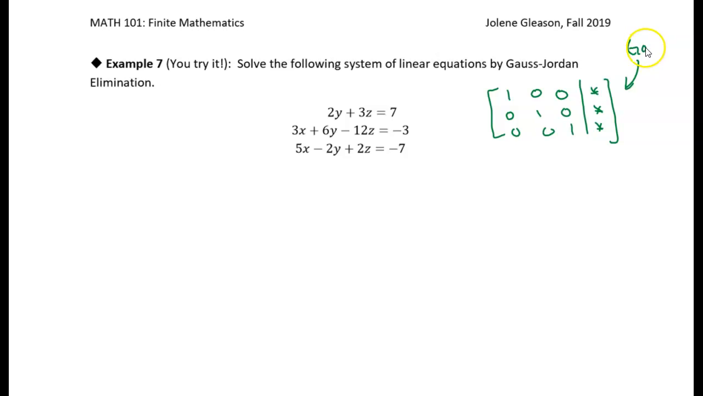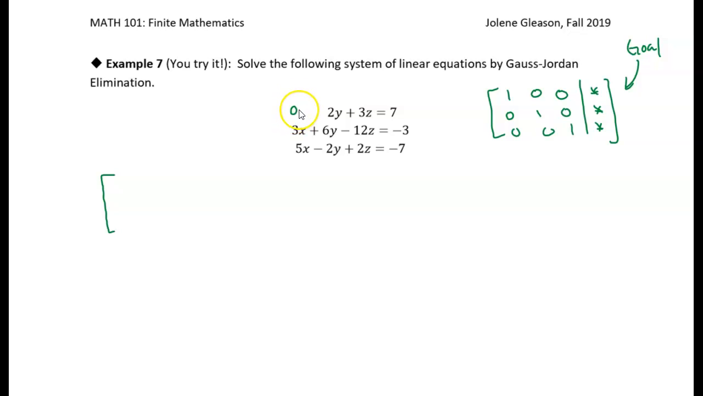And then just remember, too, the 3 different row operations that we can use, okay? And you can only use those 3. So let's start by writing the augmented matrix for the original set of equations.